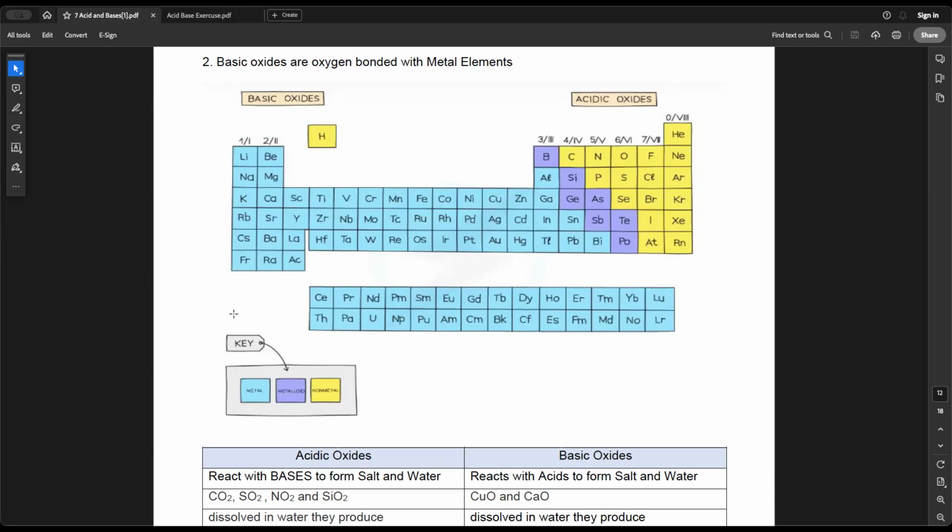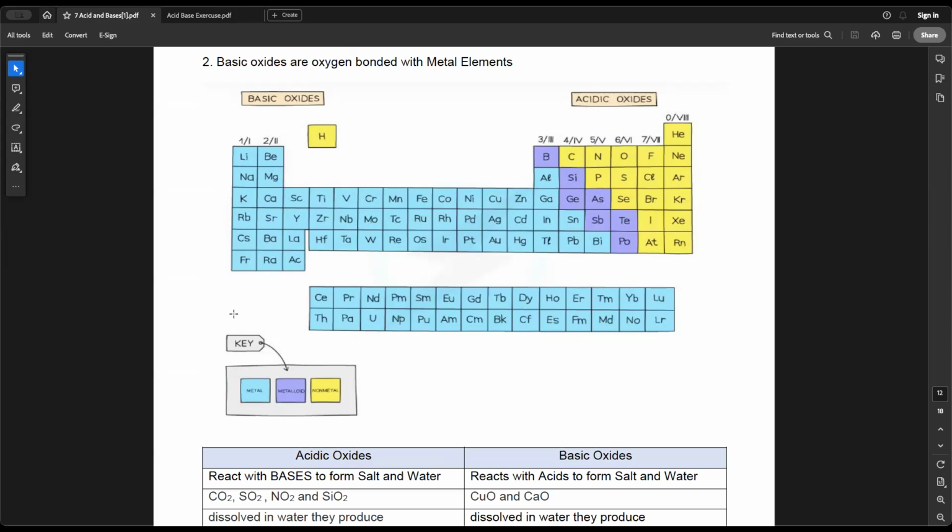Hey, I want to ask you guys, what is that word called when something can react with an acid and also a base? What is it called again? Amphoteric. Very good. It's amphoteric, which means it can behave like both acid and alkali, right?